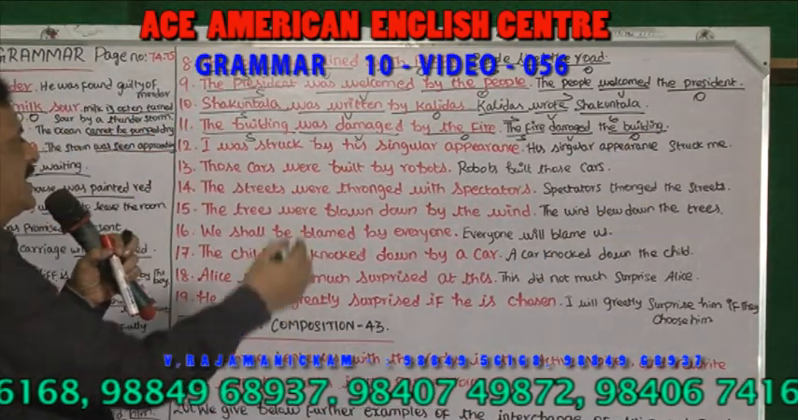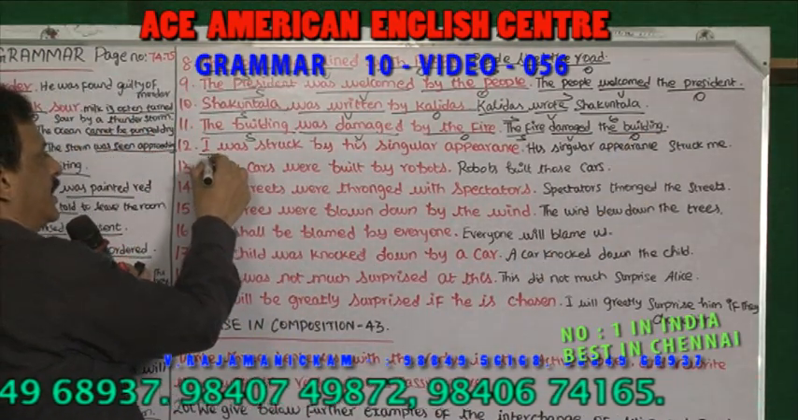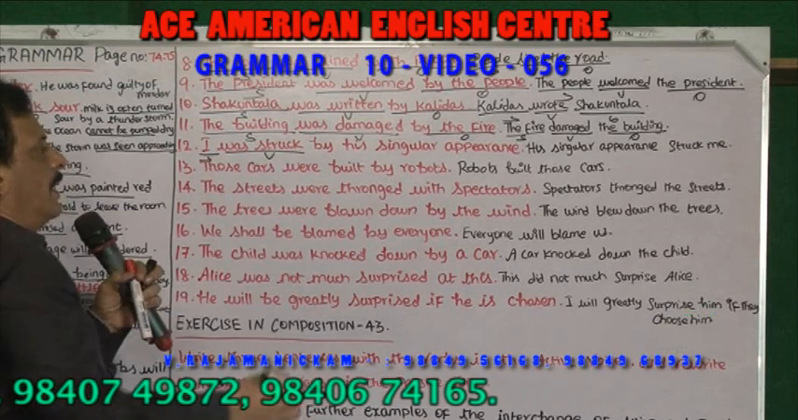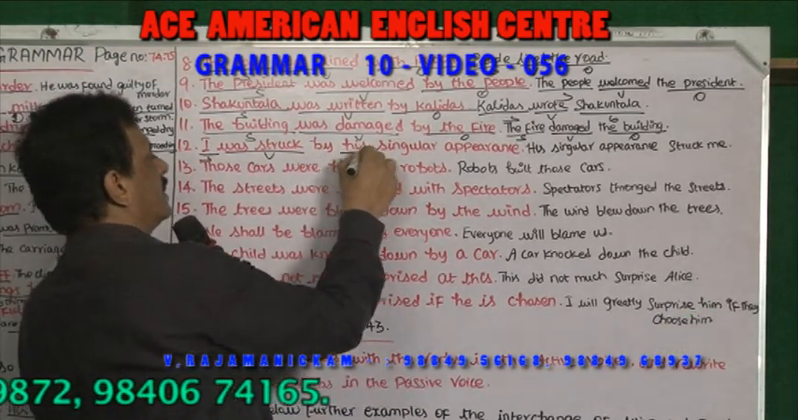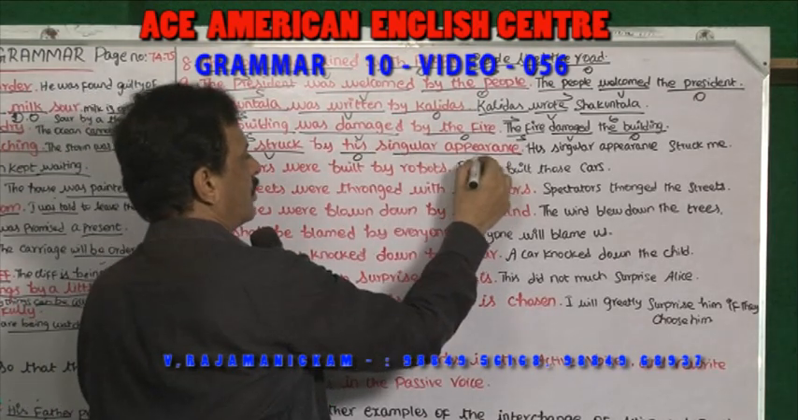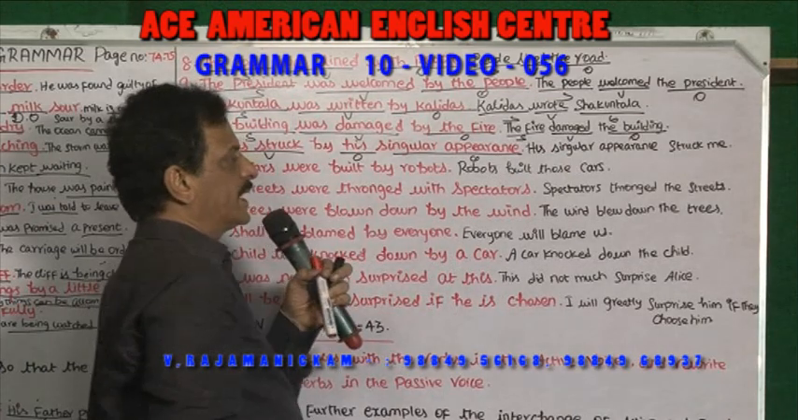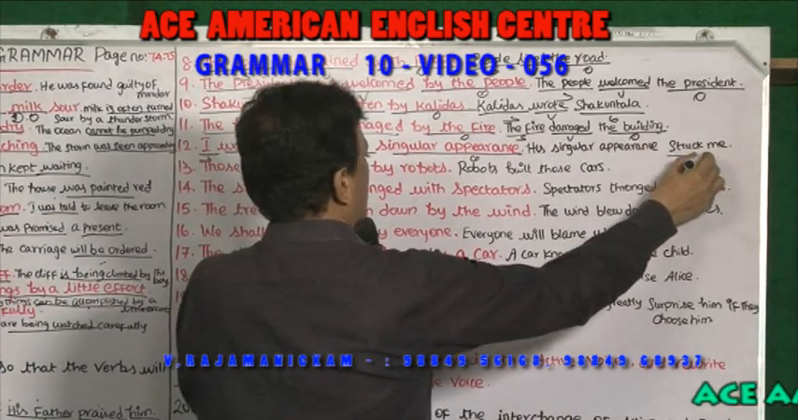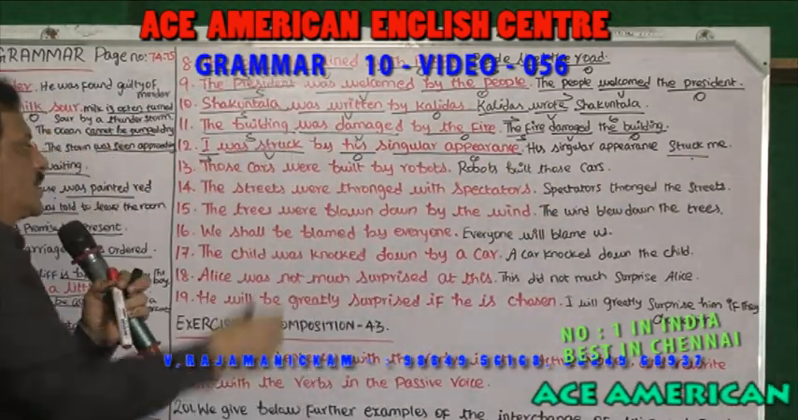I was struck by a singular appearance. So I is the subject. Was struck is the verb. By his becomes the indirect object here. Singular appearance is the object. So his singular appearance struck me. So struck is the past tense. So you are using was struck.